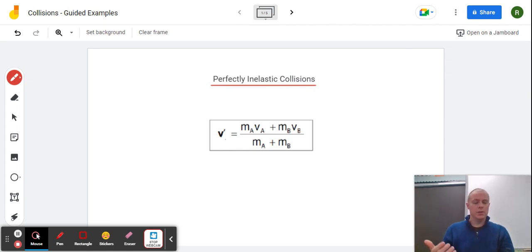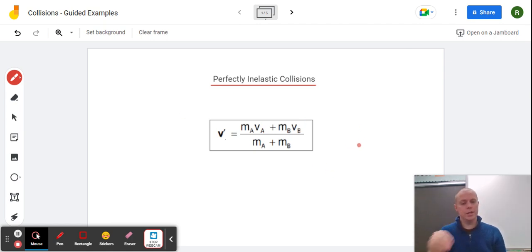So when that happens, okay, we can make use of this version of the formula. It's kind of a rearranging of the conservation of momentum formula, and we can do that because they have the same final speed. So they have one combined speed, so VA prime and VB prime are the same, so we can just replace it with one. So this is an equation you can use.